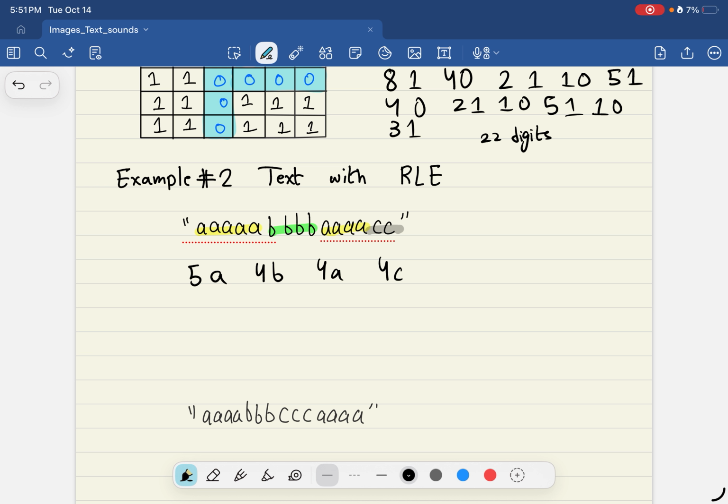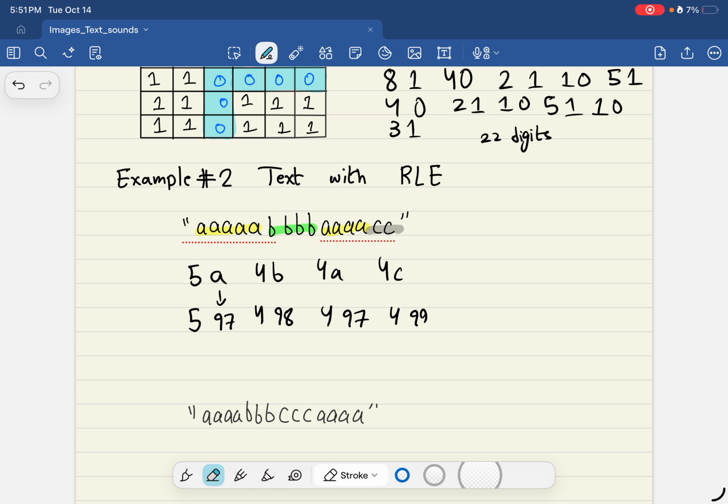But when it comes to letters, there's another thing that you need to do. You need to not keep the letters as themselves, but rather convert them into their denary equivalent using ASCII. So in ASCII, how is a represented? A is represented using 97. Then how is b represented? B is represented using 98. And then how is a represented again? Using 97. And then how is c represented? Using 99. So this will be our answer in that case.